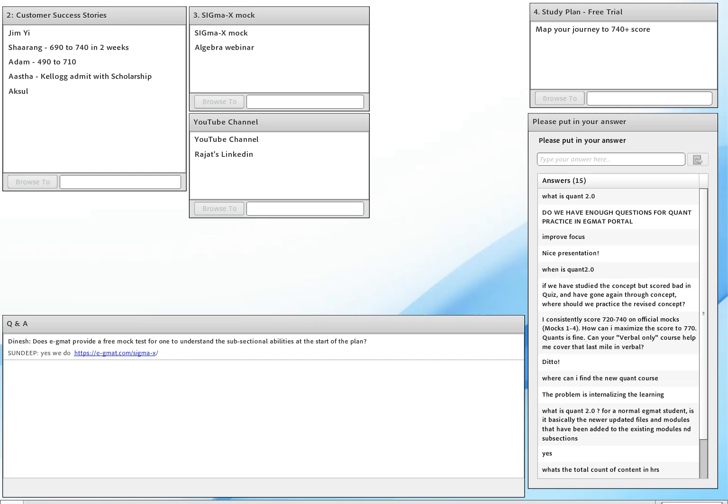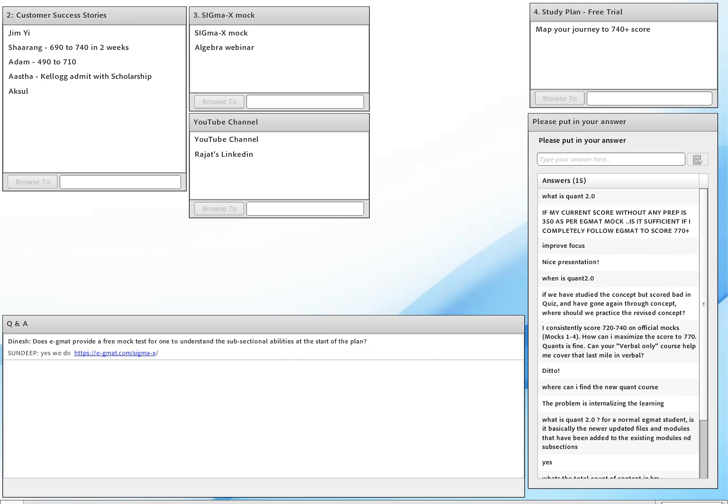Do we have enough questions? Is Quant 2.0 already on the platform? Yes, it is. I think it was launched on Thursday, if I remember. Yes, it was. All the content was uploaded on Thursday. And for those of you who want to get some feedback on Quant 2.0, you can read this one review, and then let me also.